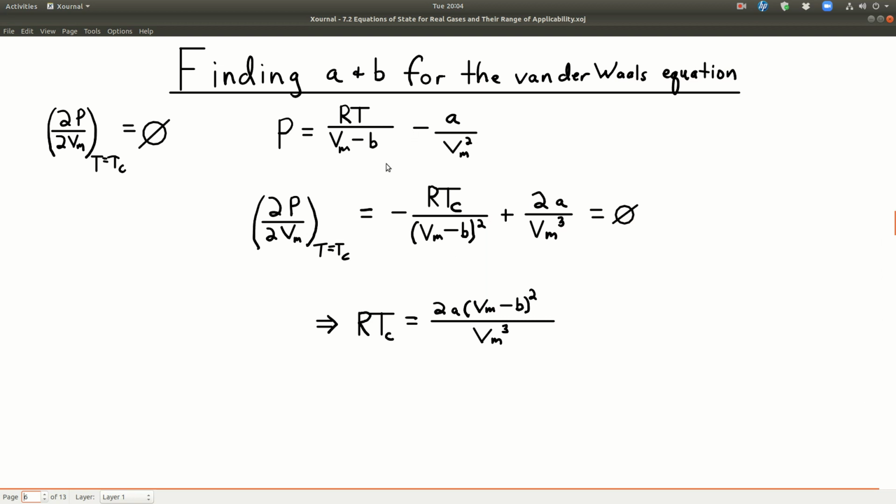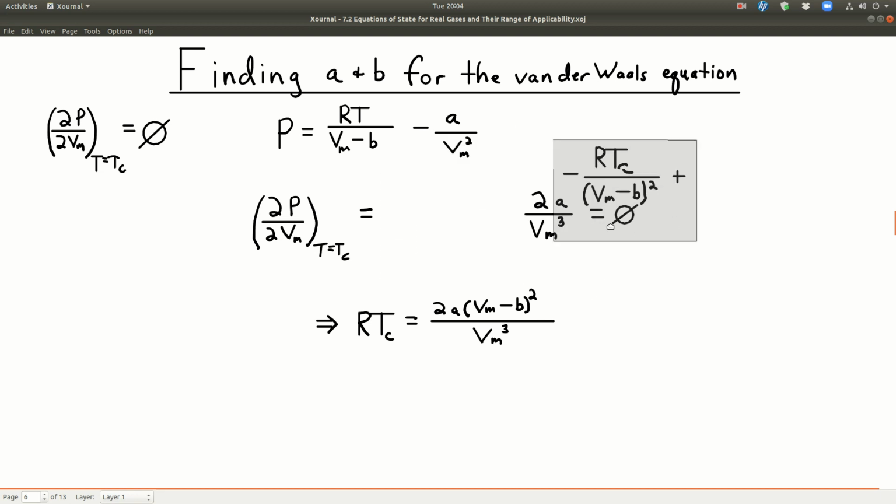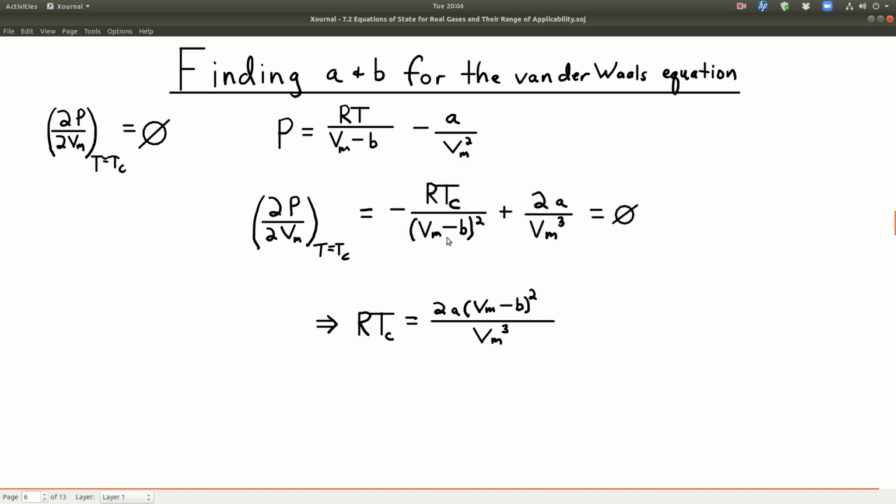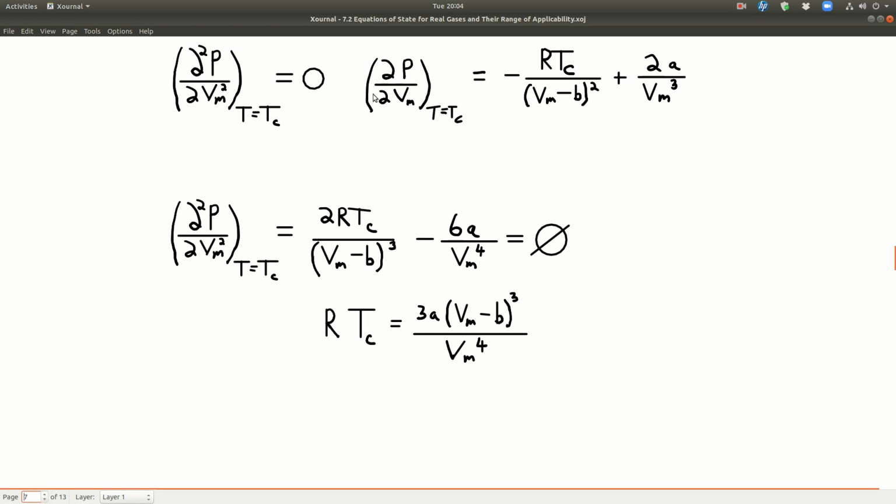So taking the first derivative, the partial of the pressure with respect to the molar volume at the critical temperature, we get this expression right here. Now, remember, notice that T is the critical temperature because we specified that over here. If we rearrange this, solve for this RTC, so basically bring this whole thing over the other side there, make it positive, multiply through by this expression right here, we get this. And we'll see why. Now let's do the same sort of thing with the second derivative, the second partial.